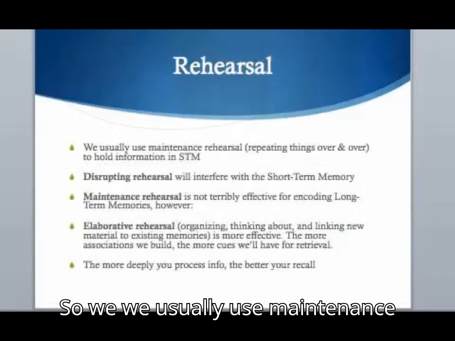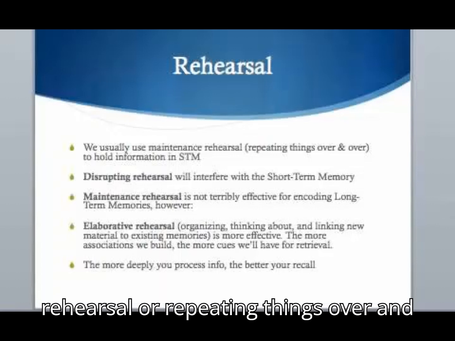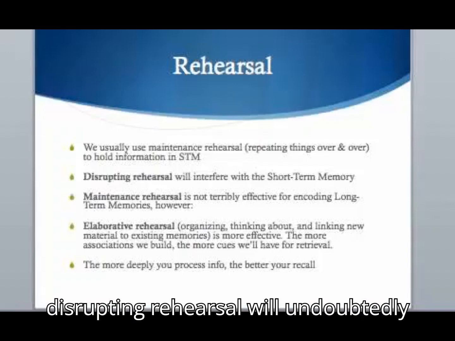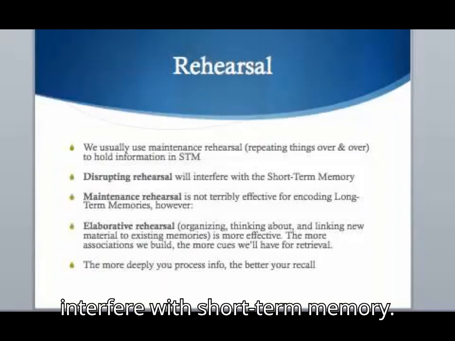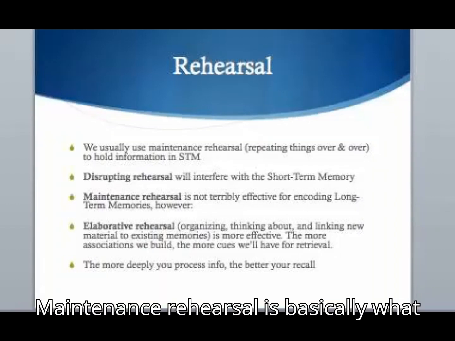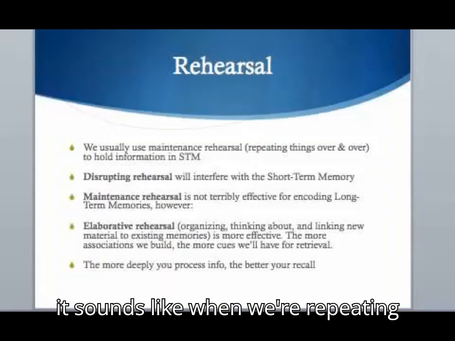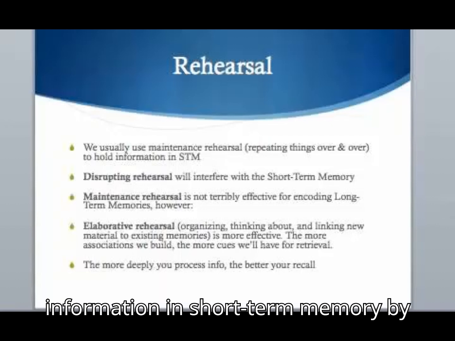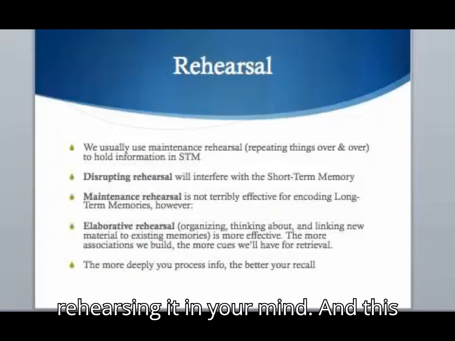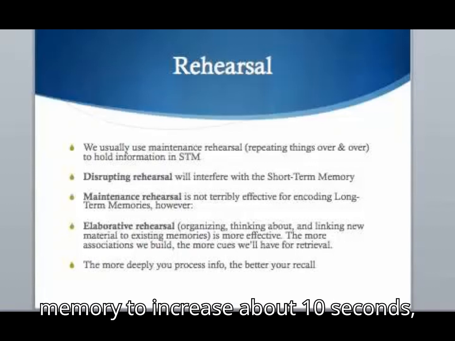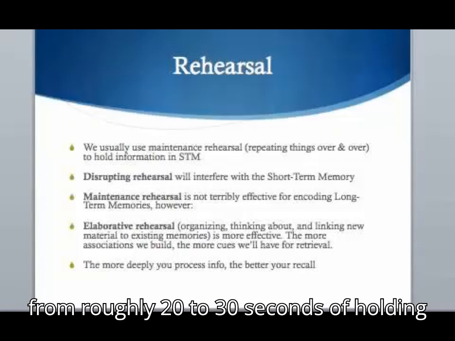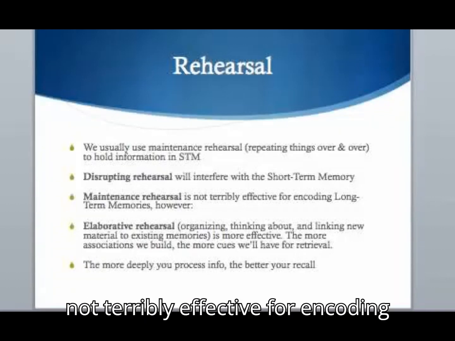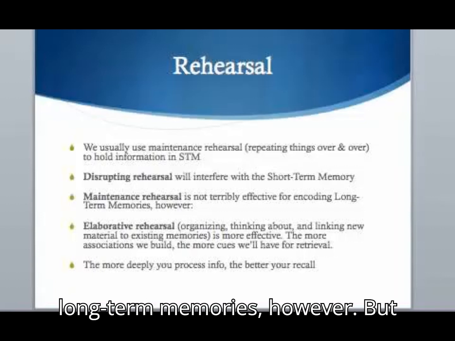So we usually use maintenance rehearsal, or repeating things over and over again, to hold information in short-term memory. And disrupting rehearsal will undoubtedly interfere with short-term memory. Maintenance rehearsal is basically what it sounds like when we're repeating things over and over. It's maintaining information in short-term memory by rehearsing it in your mind. And this allows the duration we hold short-term memory to increase about 10 seconds, from roughly 20 to 30 seconds of holding time. Maintenance rehearsal is not terribly effective for encoding long-term memories, however.